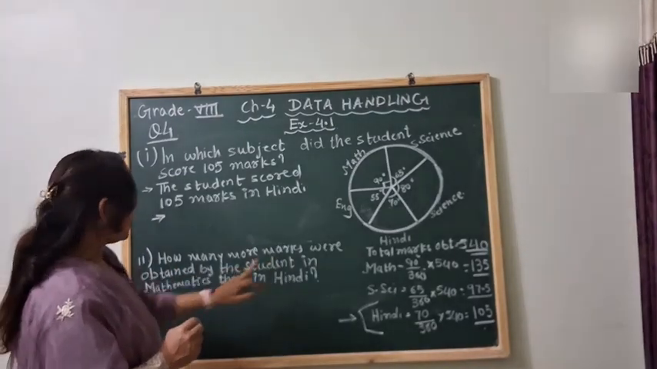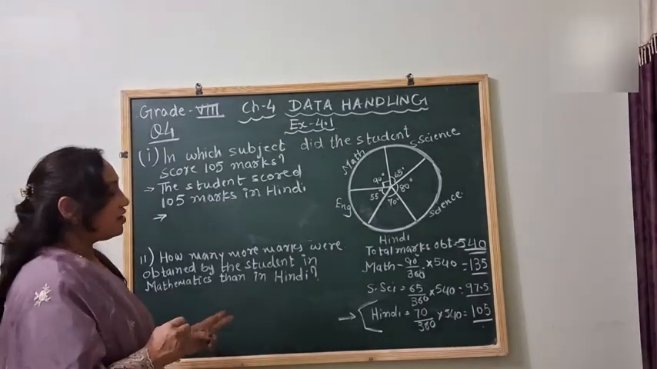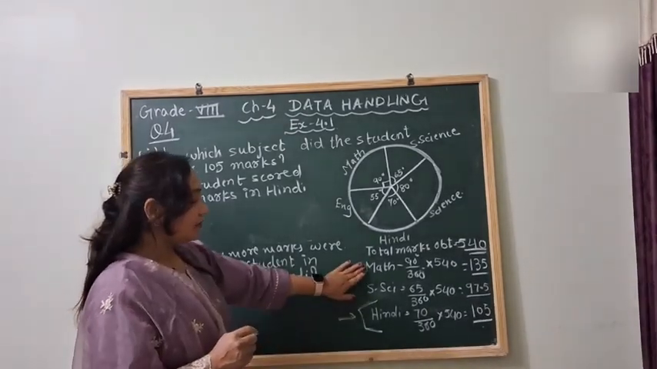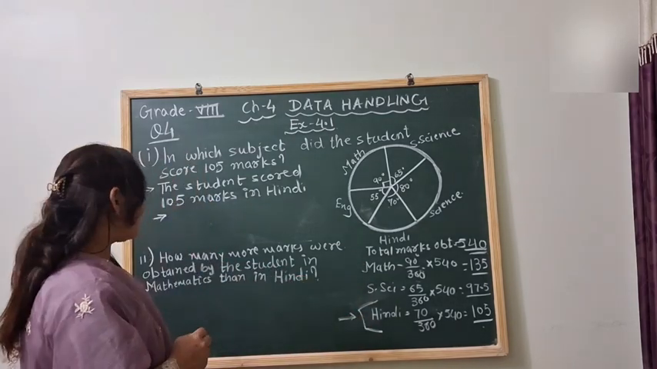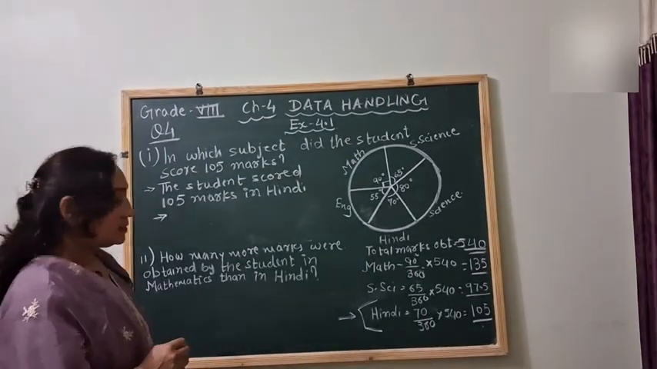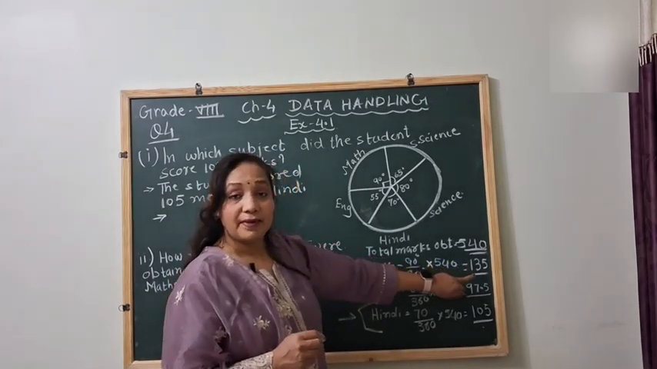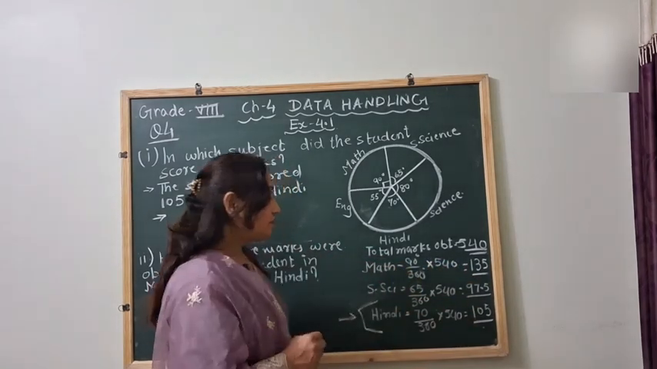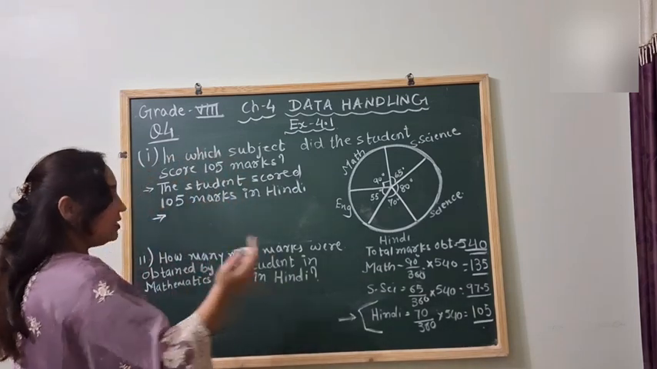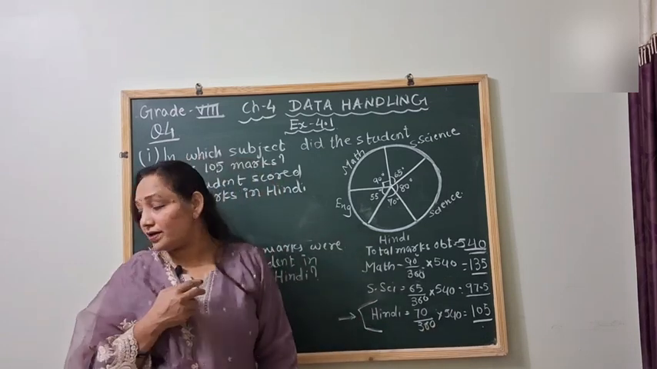How many more marks were obtained by the student in mathematics than in Hindi? Now we have also got the marks of mathematics and Hindi here. How many more marks did the student score in mathematics? So if you compare, has he scored more in mathematics? Yes. So let us find out. In maths he has scored 135 and in Hindi he has scored 105 marks.